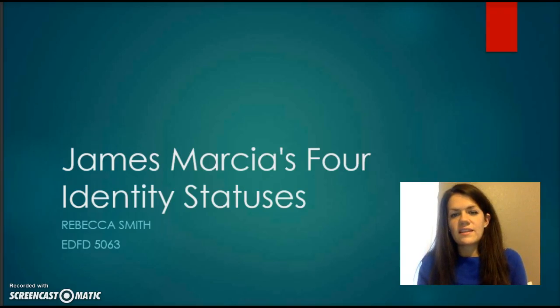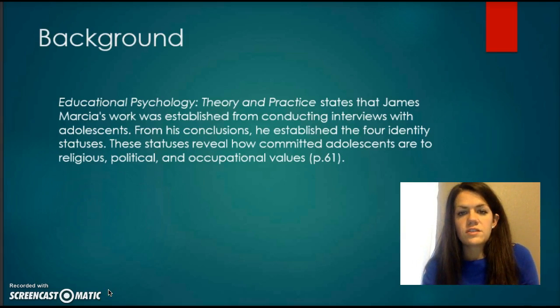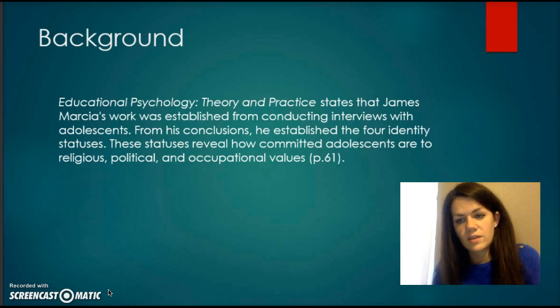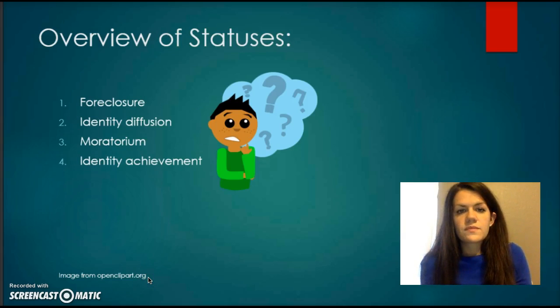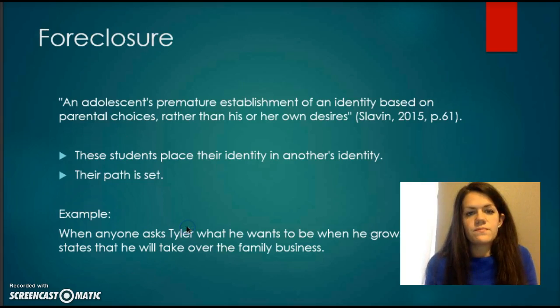My name is Rebecca Smith, and this is my project on James Marcia's 4 identity statuses. According to our text, Educational Psychology Theory and Practice, James Marcia's work was established from conducting interviews with adolescents, and he formed conclusions resulting in the 4 identity statuses. The statuses reveal how committed adolescents are to religious, political, and occupational values. The statuses include foreclosure, identity diffusion, moratorium, and identity achievement.